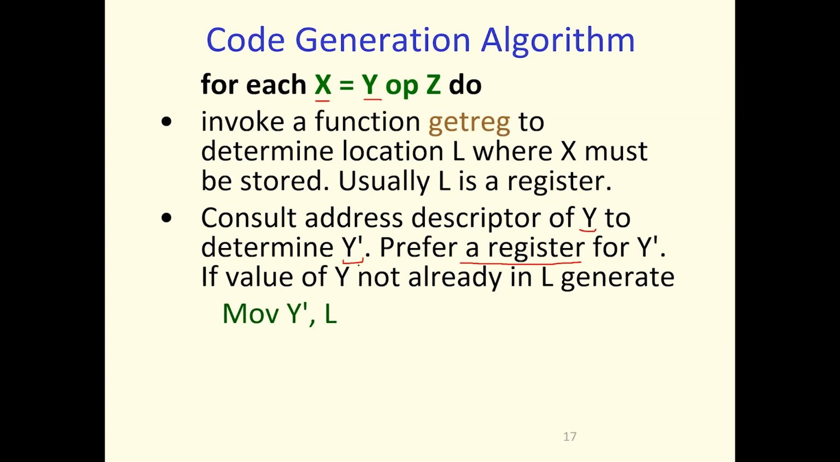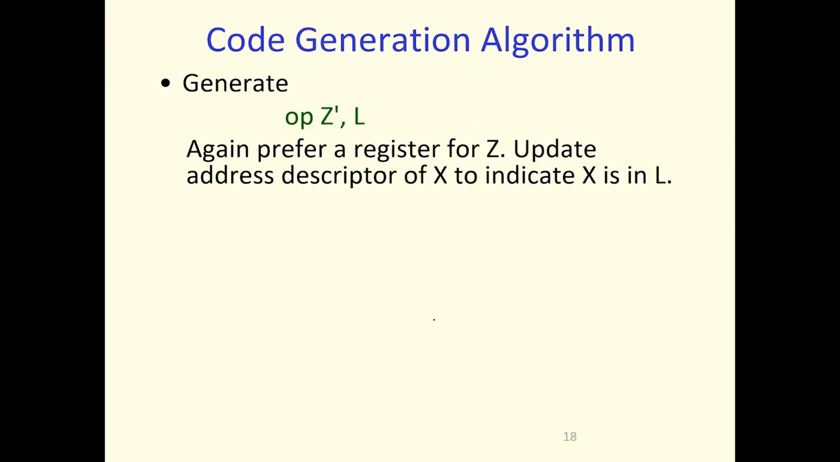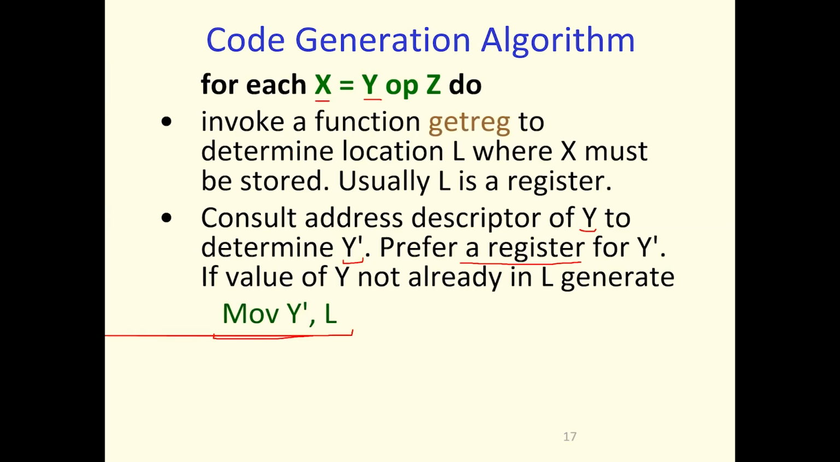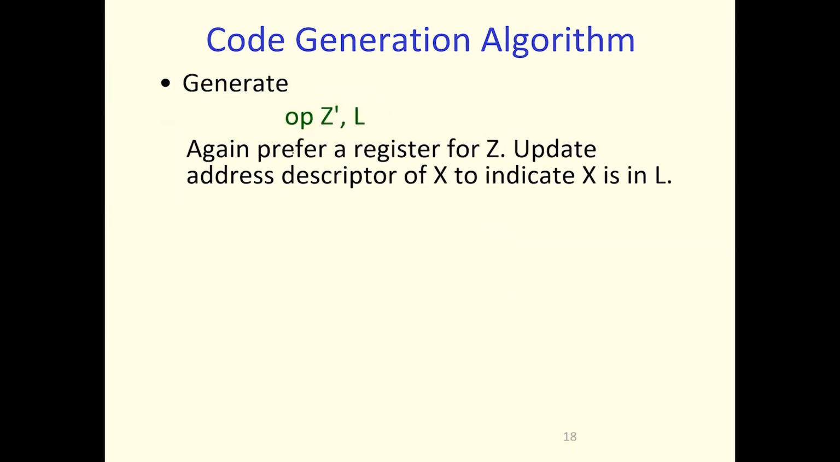If y prime is already in L, then we are good. But if y prime is different from L, then we have to issue the instruction to move y prime to L, because we want L to hold the first operand as well as the result. Next, you do the same for z. You figure out what z prime is, which is the location for z. Again, you will prefer a register, and you issue the operation.